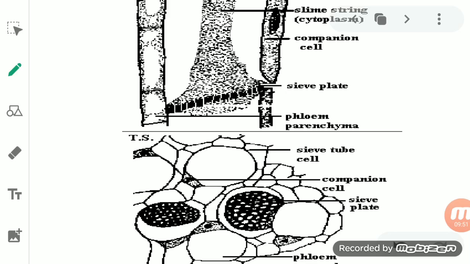Now we have studied two things, that is the xylem and the phloem. So we came to know that the function of the xylem is to carry the water and minerals to the different parts of the plant, and the function of the phloem is to carry the food and nutrients to the different parts of the plant. So what is the basic function? That they conduct the water, minerals, food and nutrients from one part to the other parts of the plant.